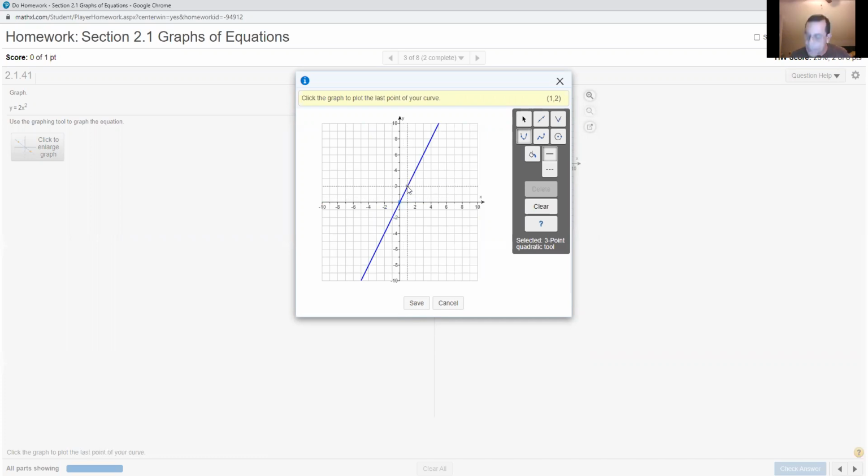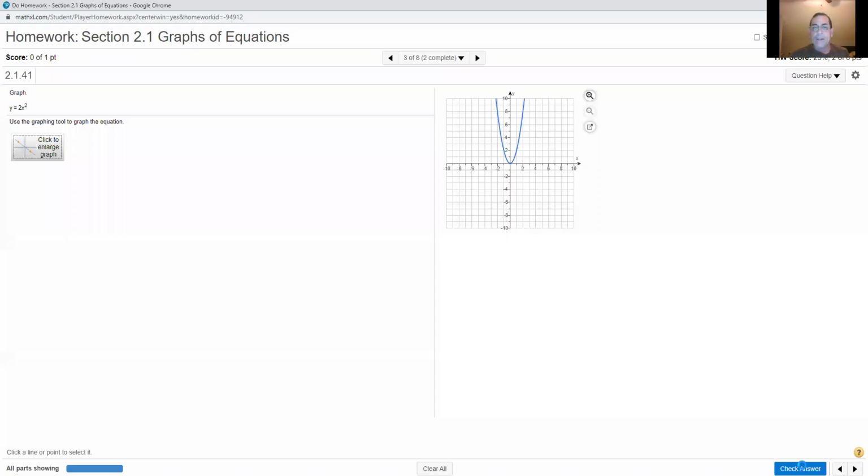So far it made a straight line, but watch this. My last point was negative 1, 2. So I'm going to go over here to negative 1 and up to 2 and click. So notice, that's the same graph as we had on our calculator. So we would save that, check our answer, and move on.